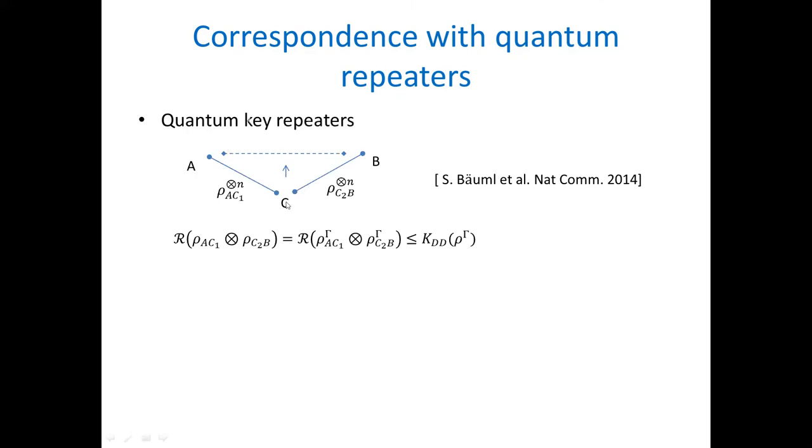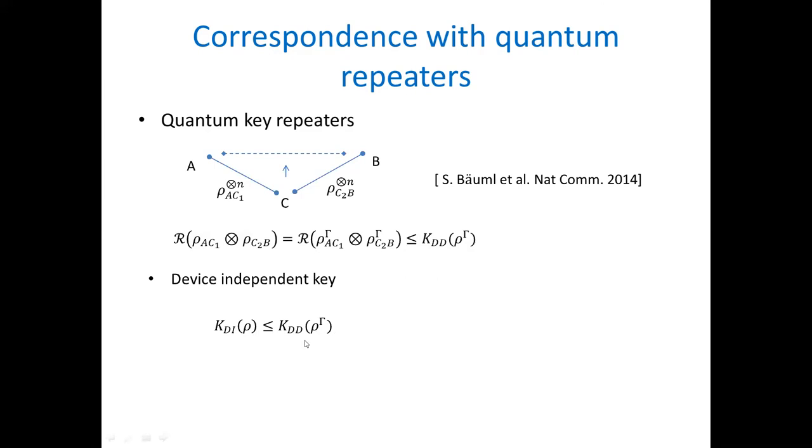And the parties perform LOCC operations, local operations and classical communication, between the three parties. And they want to obtain key between Alice and Bob, as much key as they can. This is called repeater key. It is proven that this repeater key of these two states, for PPT states, is equal to the repeater key for partial transpose states, which is upper bounded by KDD of rho partial transpose. And if you compare this with the bound that we obtained, that KDI of rho is upper bounded, this is the same upper bound.